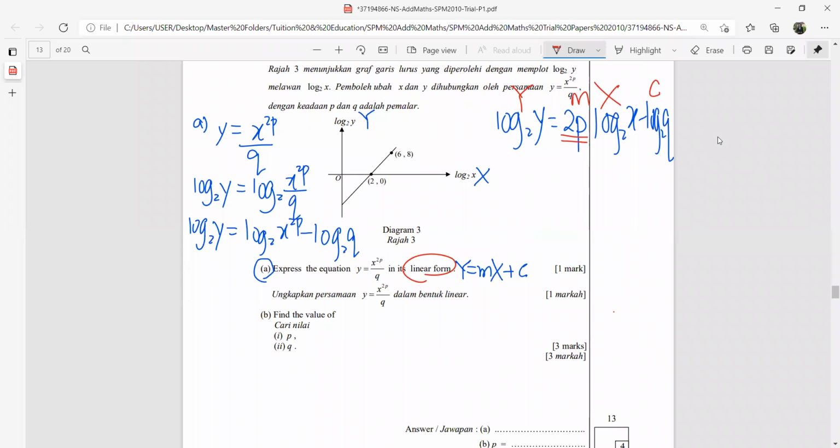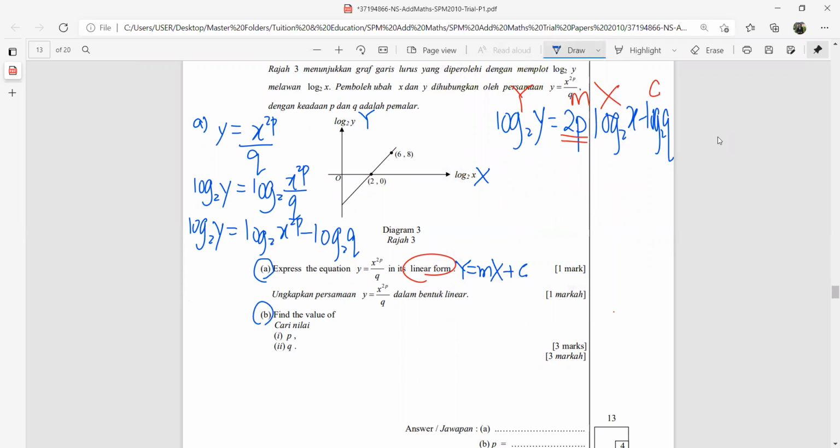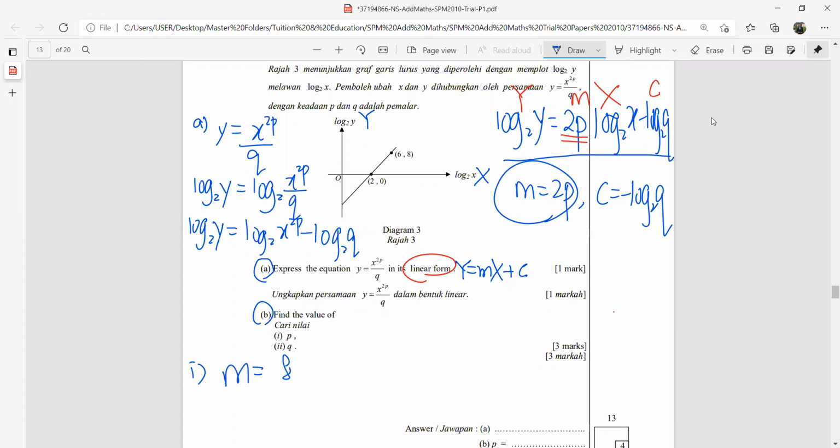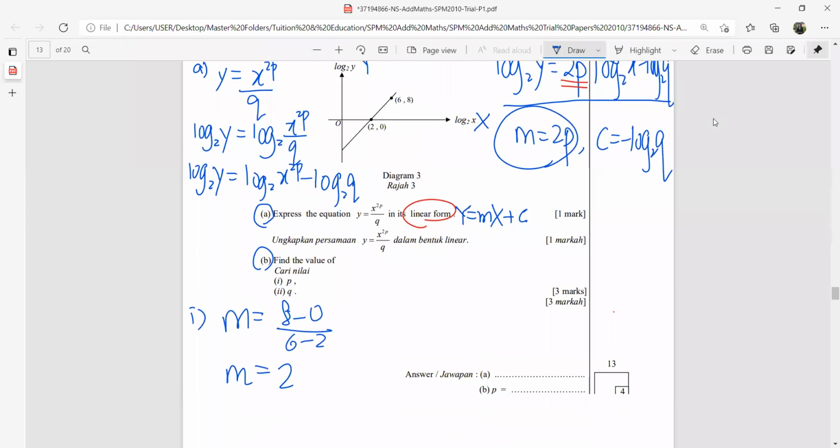Okay, the next question is to solve B: how to find P and how to find Q. First of all, do you know that your M is 2P, the gradient, and your C is negative log Q? This is to link P and Q easily. To find the gradient, you have 2 points. Easy, gradient equals 8 minus 0 over 6 minus 2. Your gradient is 2.